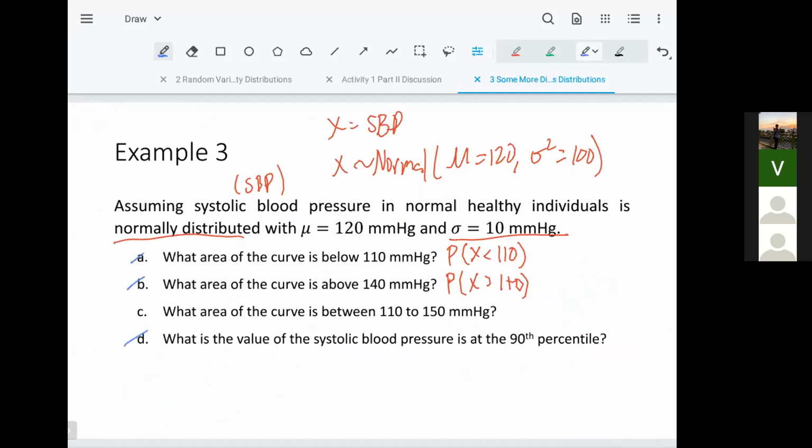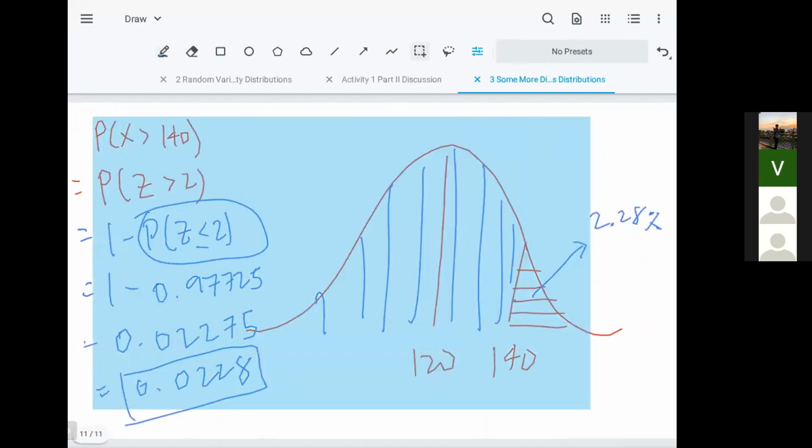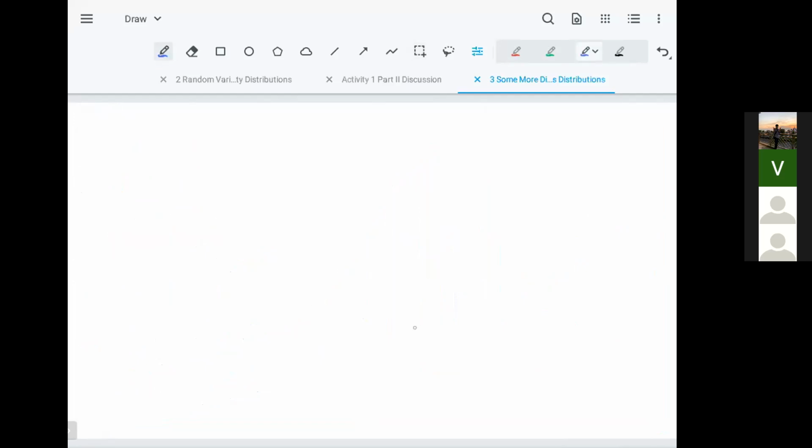What value of systolic blood pressure is at the 90th percentile? This one is a bit different kasi we're given the probability. So we're not looking for probabilities dito. So how do we illustrate it? Given this is the distribution of systolic blood pressure, the middle is at 120. What value of K will be at the 90th percentile? Ano ba 90th percentile? You're higher than 90% of the distribution.